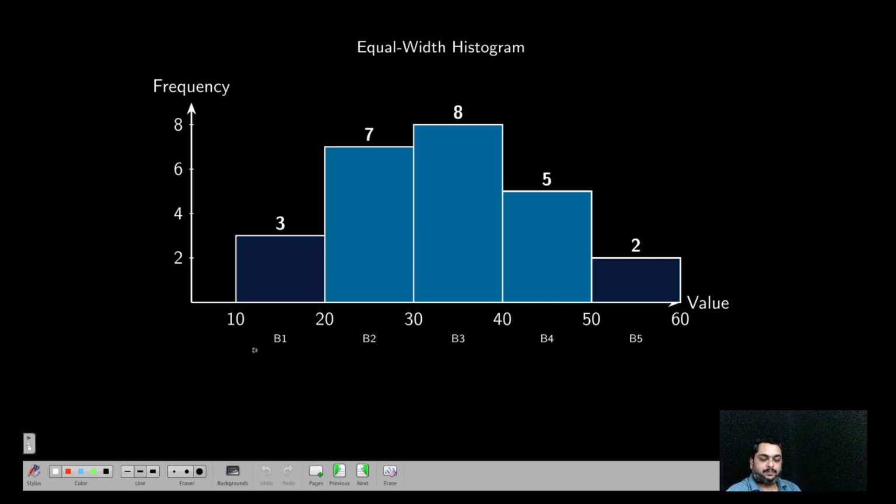That means between 10 and 20,000, there are 3 persons. From 20,000 to 30,000, 7 persons. From 30,000 to 40,000, 8 persons. From 40,000 to 50,000, 5 persons, and from 50,000 to 60,000, 2 persons. So the total is 25.